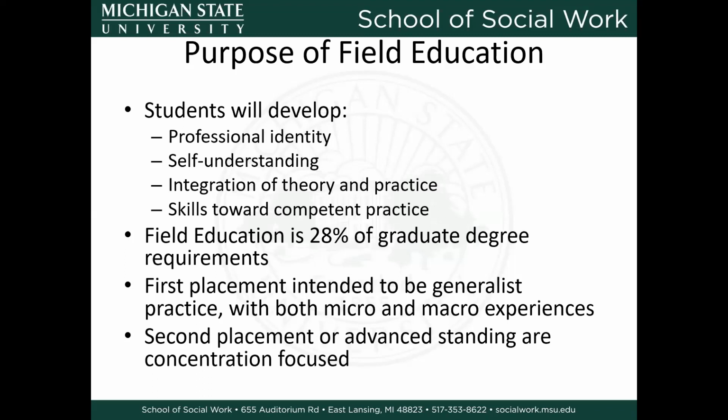At MSU, field education is 20% of the graduate degree requirements, and it's close to that, I think, for the undergraduates as well. Undergraduate and the first placement MSW students, for students that are in our regular program, which means they have 2 field placements. Those placements are generalists, meaning they have to work across all the systems and across all of the population settings, from individuals, groups, families, communities, and organizations. The second placement or the advanced standing placement is concentration focused or specialized. So those students are either clinical or they're in our macro organization and community leadership track.